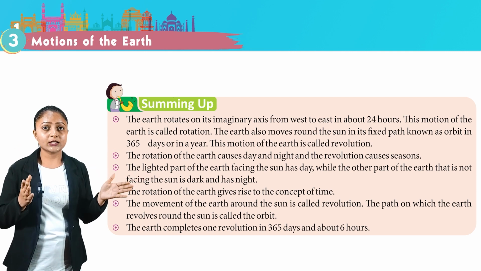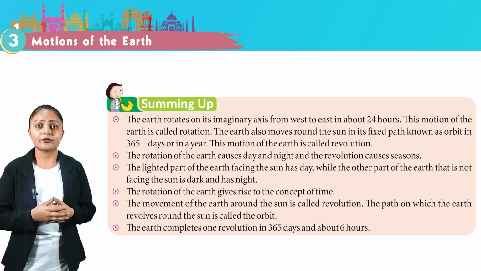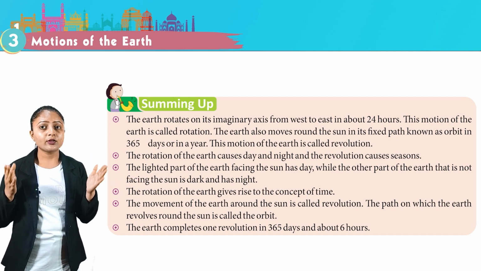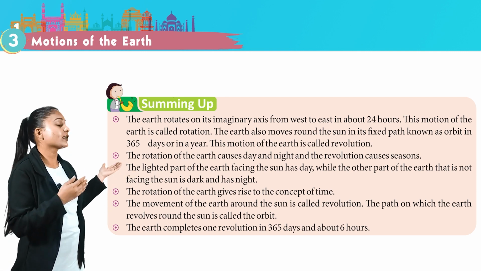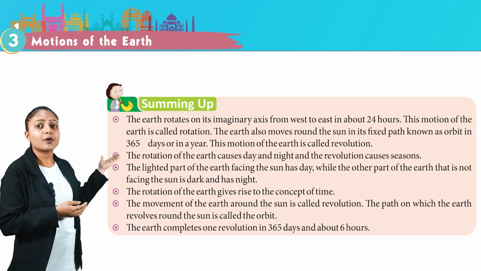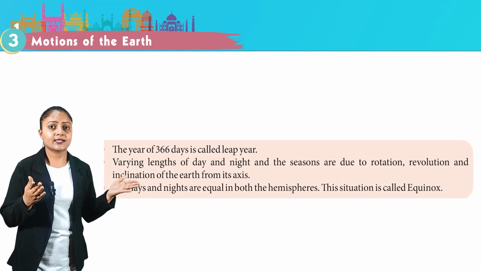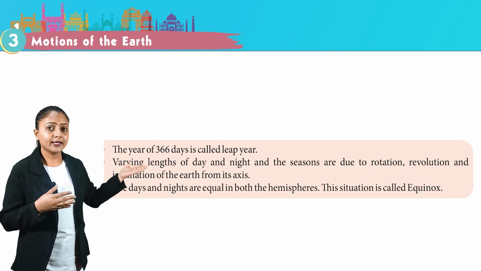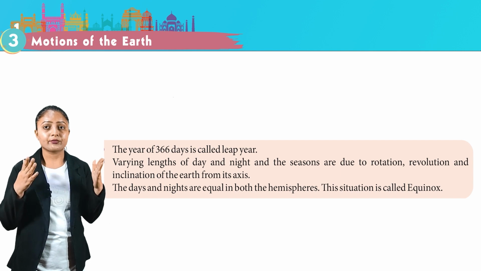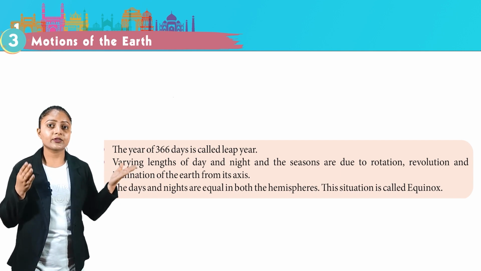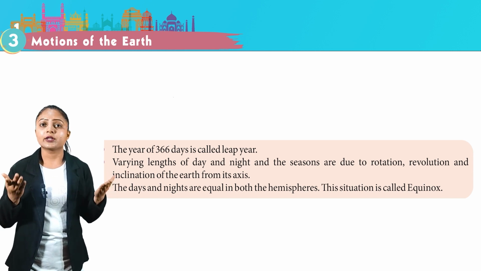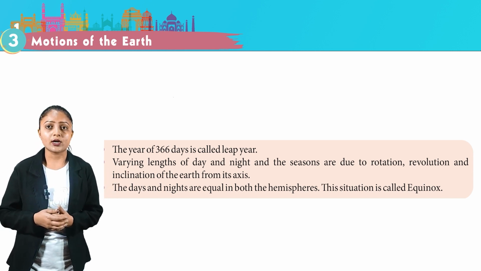The rotation of the Earth gave rise to the concept of time. The movement of the Earth round the Sun is called revolution. The path on which Earth revolves round the Sun is called orbit. The Earth completes one revolution in 365 days and about 6 hours. The year of 366 days is called leap year. Varying lengths of day and night and the seasons are due to rotation, revolution, and inclination of the Earth from its axis. The days and nights are equal in both hemispheres. This situation is called equinox.